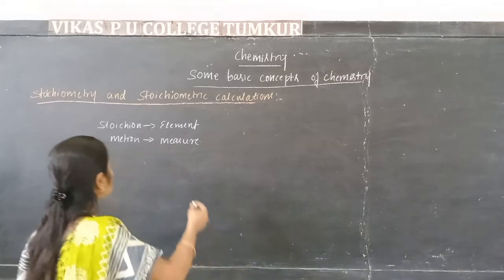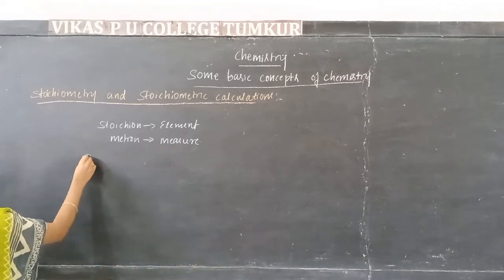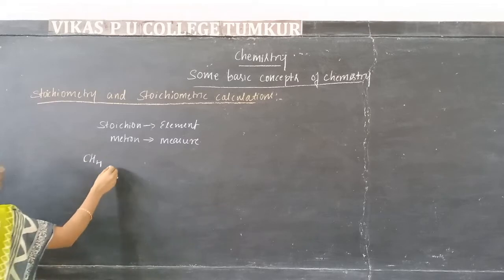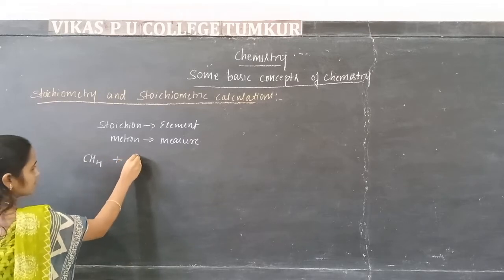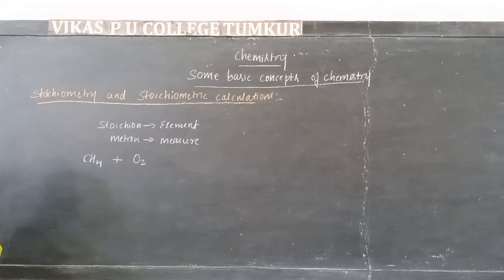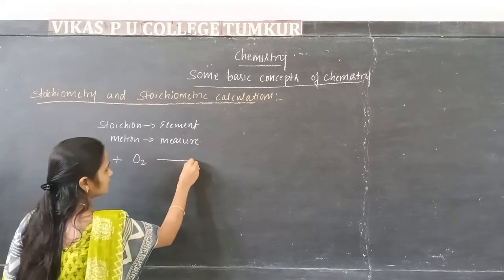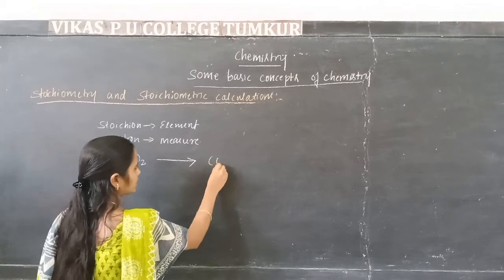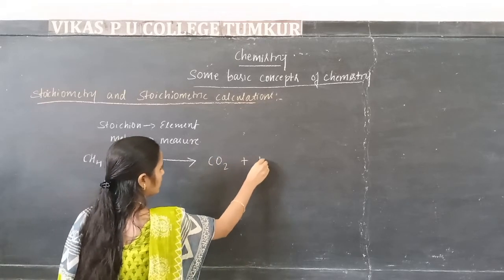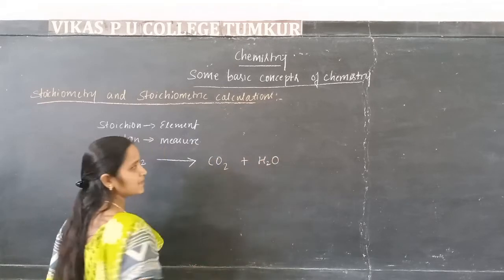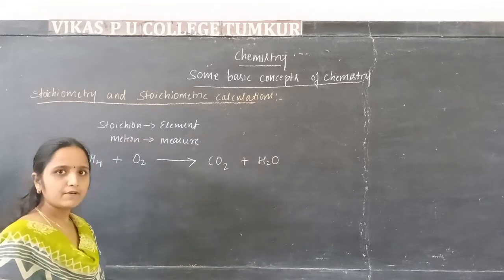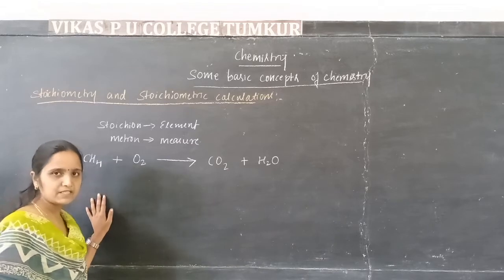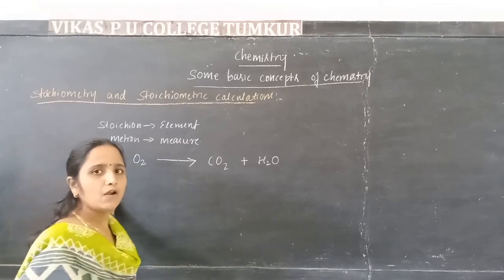Methane is taken as CH4. On combustion in the presence of oxygen, it gives rise to carbon dioxide and water. We should write the balanced chemical equation. We should balance the chemical equation. You have already studied this in the lower classes.